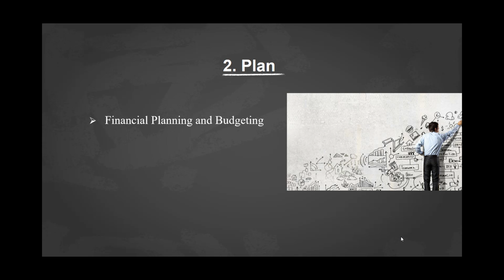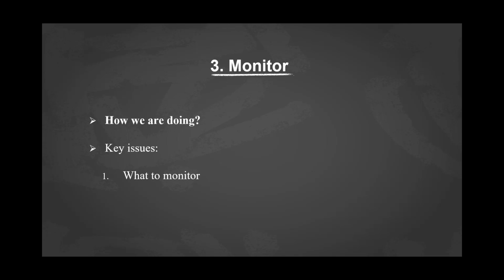That was plan. Now, the third process is monitor, that encapsulates how are we doing. When the operational and financial plans are underway, it is imperative that the performance of the organization be monitored. A comprehensive framework for monitoring performance should address two key issues. Number one, what to monitor, and number two, how to monitor.